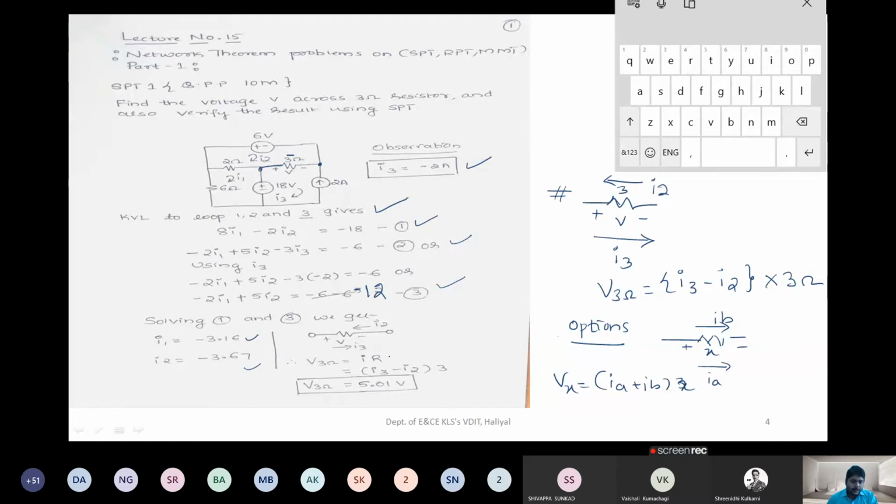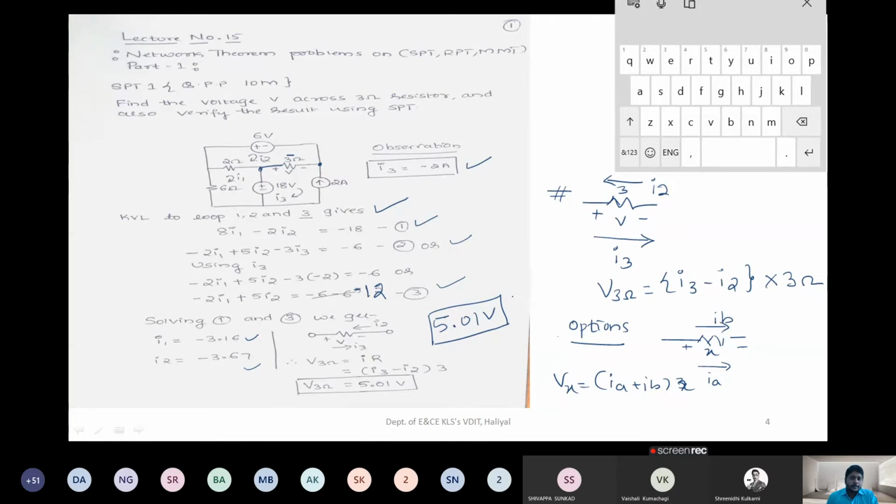To calculate the voltage across the 3 ohm resistor, I have told you what convention to use, so I am using that. I3 is already known, that is minus 2, minus I2. If you do this, the voltage across the 3 ohm resistor is 5.01 volts. This is the conclusion we are making.